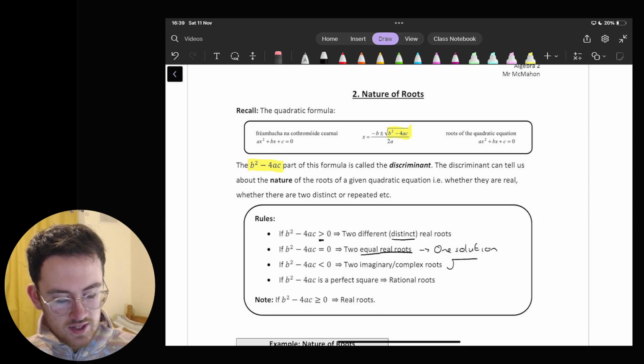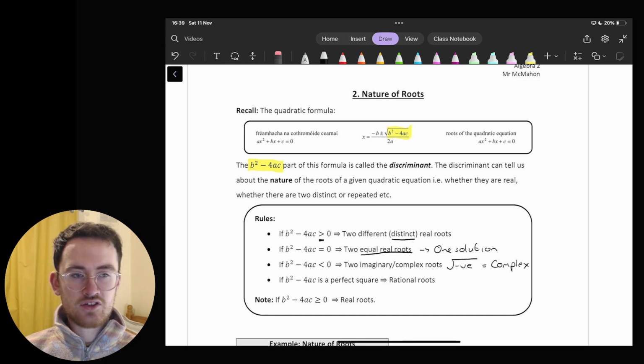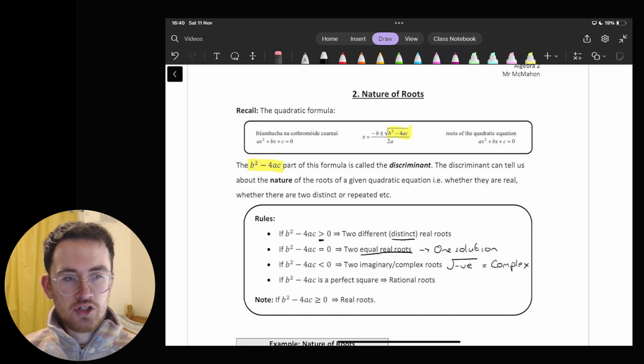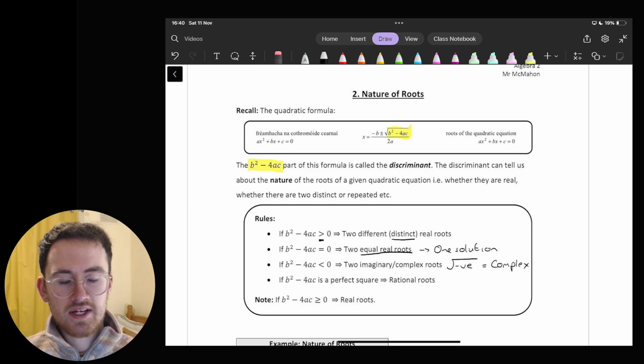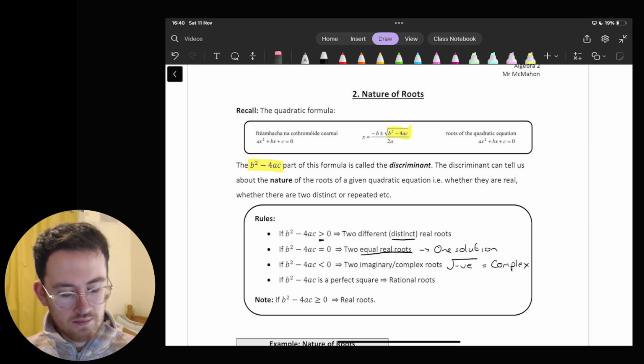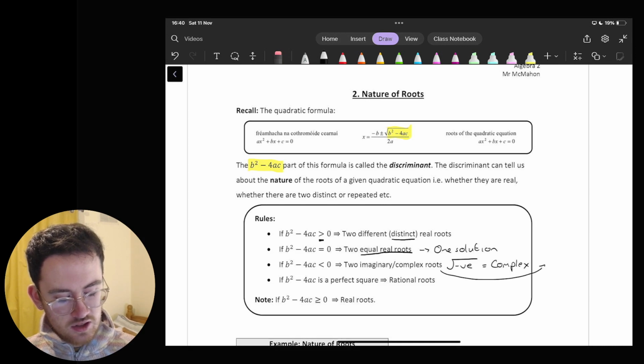And that comes down to the fact that the square root of a negative number is a complex or imaginary number. Now, we haven't done that completely. That's something we will come to a little bit later. But just having that idea in your head is important. The square root of a negative number is a complex number, so if b squared minus 4ac is less than 0, I get two imaginary or complex roots. And another way of framing that is we have no real roots.